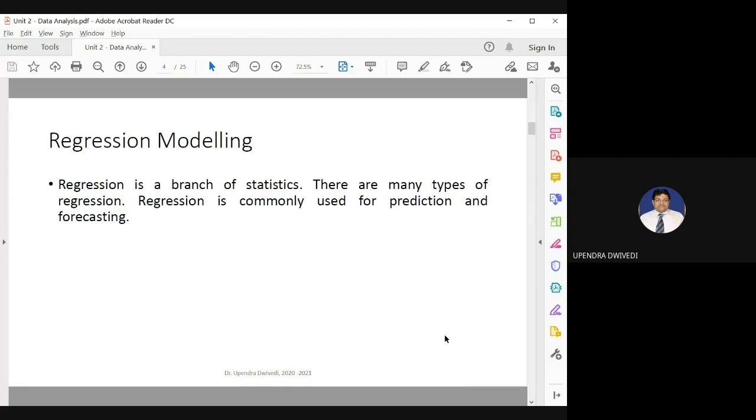Next, we had discussed that regression is a branch of statistics. What we are doing with probability is trying to find out the relationship between the data, and how we can manipulate the data to find a specific pattern. It's all about the branch of statistics.